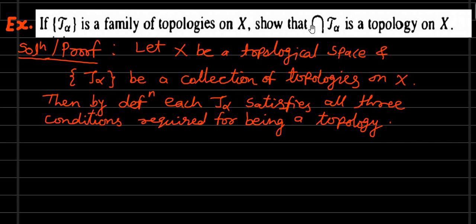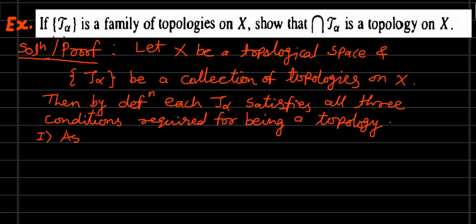Now, to show that the intersection of T_alpha is again a topology on X, we have to show that this intersection satisfies all three conditions required for being a topology. So we will show this one by one. We will begin with the first condition.